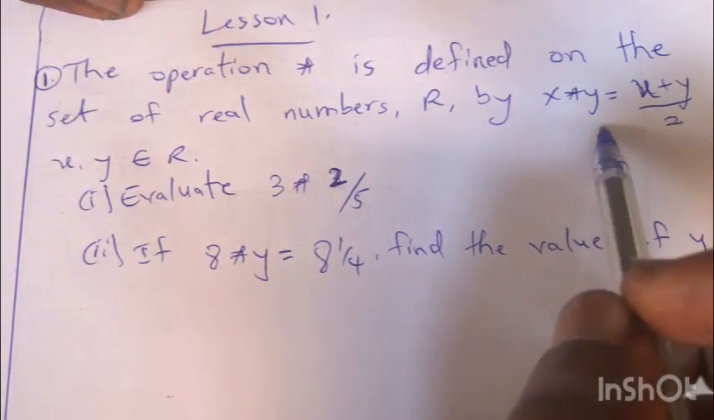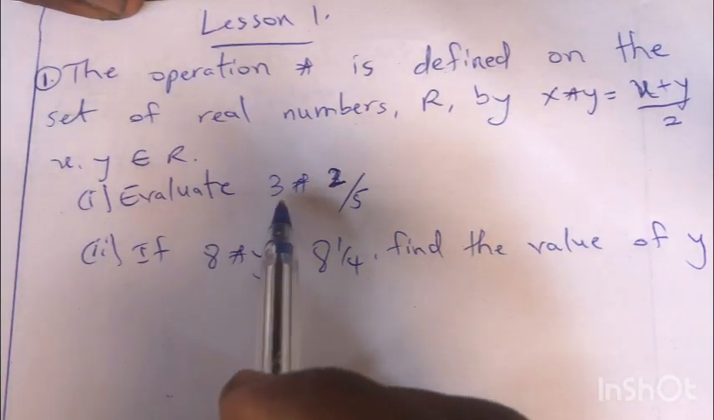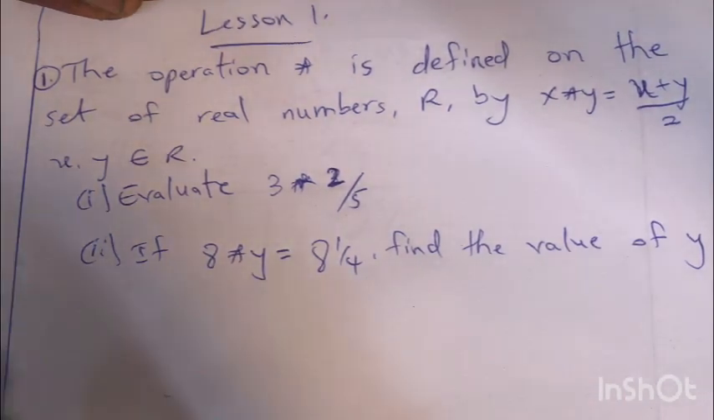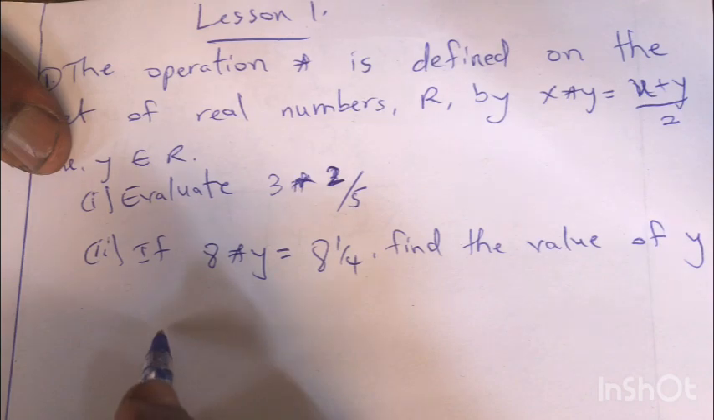The first question is: the operation star is defined on the set of real numbers R by this operation, this formula. We are asked to evaluate 3 star 2 over 5. So we are going to use the formula or the relation the question gave us.